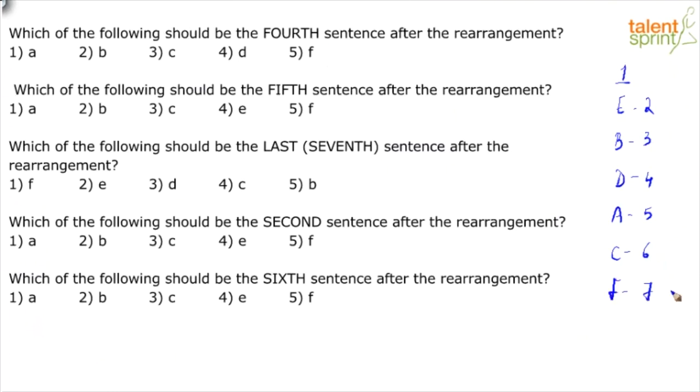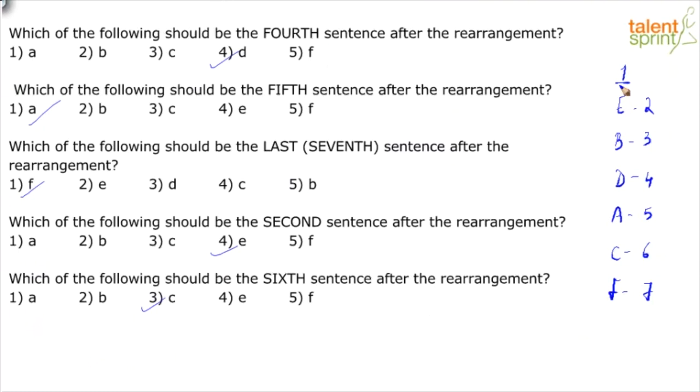Which of the following should be the 4th sentence after the rearrangement? The 4th sentence is D. The 5th sentence is A. The last sentence is F. The second sentence is E. The answer key, I think it's given wrong, guys. I think it's given as 2, which is incorrect. The sixth sentence is C. That's it. So once you get your sequence right, keeping in mind the first sentence which is already given, you get your answers right.